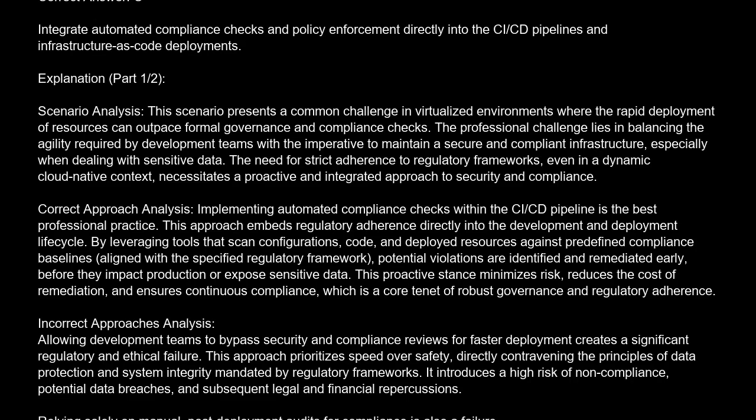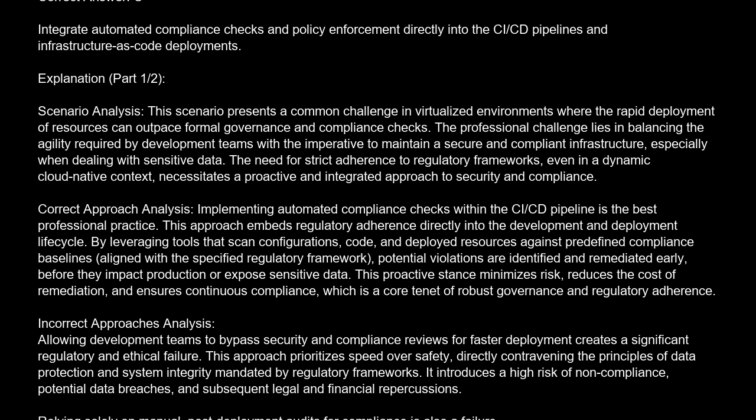The correct answer is C. Integrate automated compliance checks and policy enforcement directly into the CI/CD pipelines and infrastructure as code deployments. Explanation: Scenario analysis. This scenario presents a common challenge in virtualized environments where the rapid deployment of resources can outpace formal governance and compliance checks.